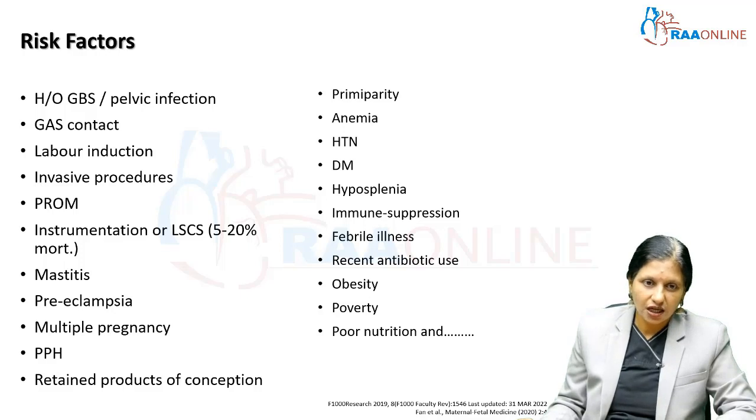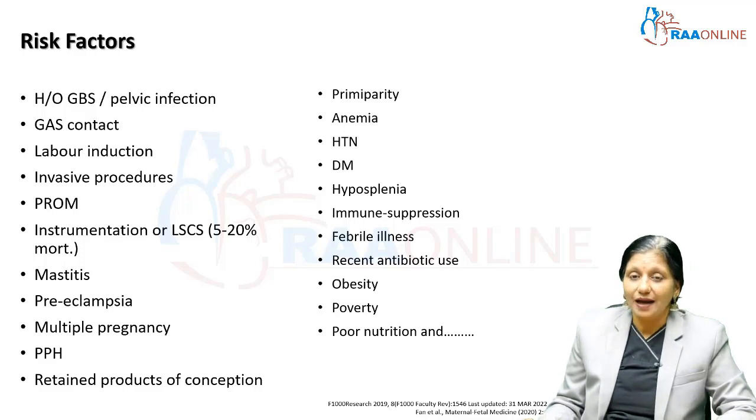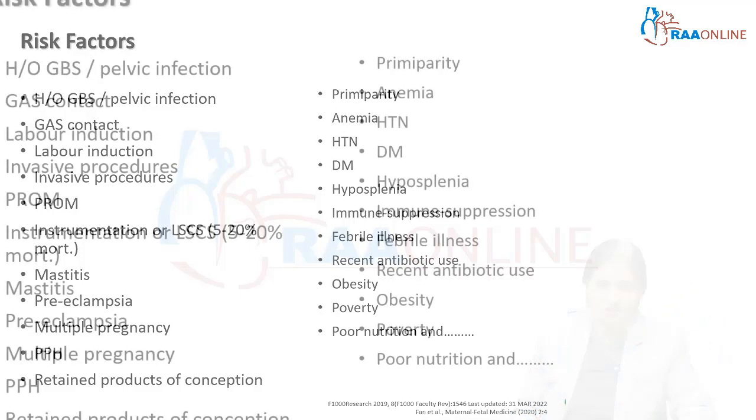Mastitis or breast infection and preeclampsia are also predisposing factors. Multiple pregnancies and postpartum hemorrhage make them high risk. Retained products of conception act as a nidus for intrauterine endometritis and deciduitis. Anemic women are more prone to infection. Hypertension and diabetes in pregnancy, hyposplenia or history of splenectomy, immunosuppression as in HIV/AIDS, concurrent febrile illnesses, and recent antibiotic use also predispose to infection. Obesity, poverty and poor nutrition, and the list goes on of who are at risk for sepsis.